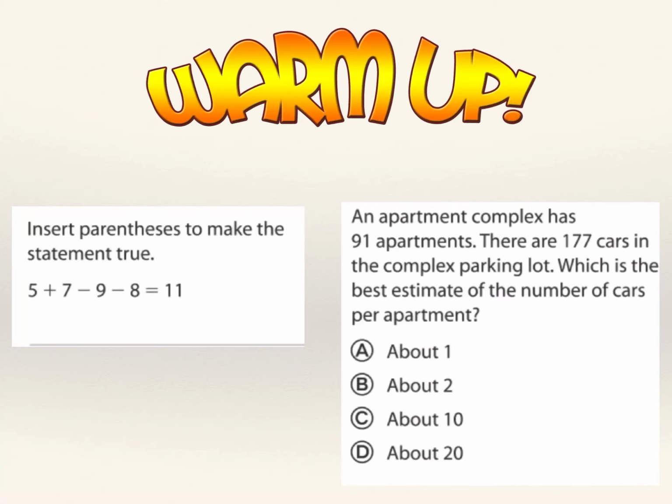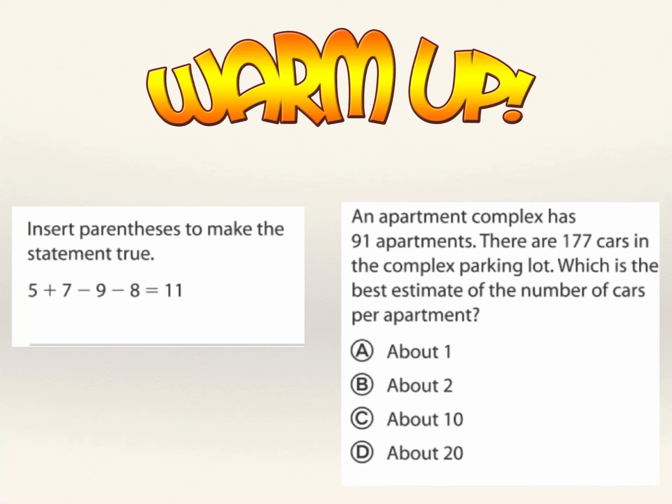An apartment complex has 91 apartments. There are 177 cars in the complex parking lot. Which is the best estimate of the number of cars per apartment? To solve this, you want to find a compatible number math fact. Which solution is the correct one? Well, B is brilliant because 177 rounds easily to 180, and then I could divide that by 90 because 18 divided by 9 is 2, and 180 divided by 90 is also 2.